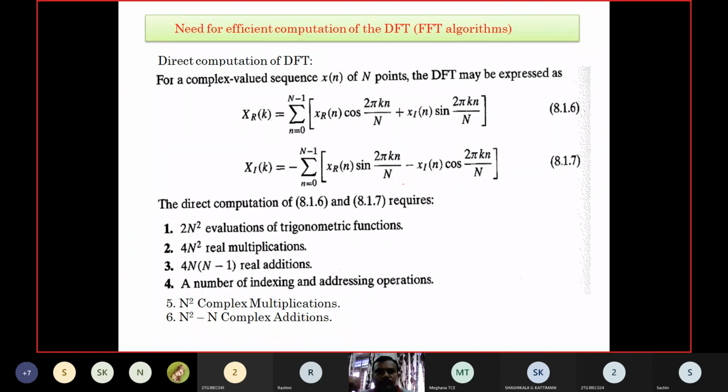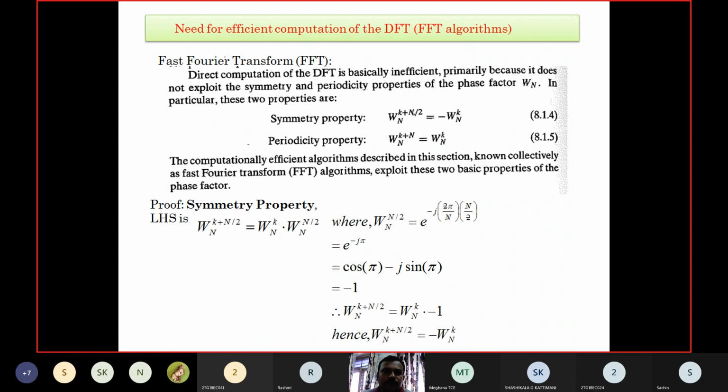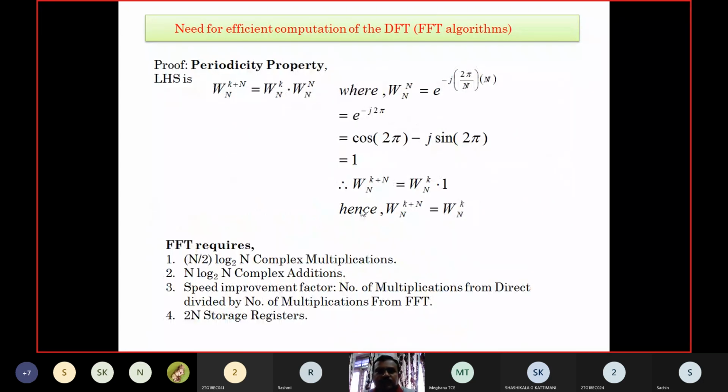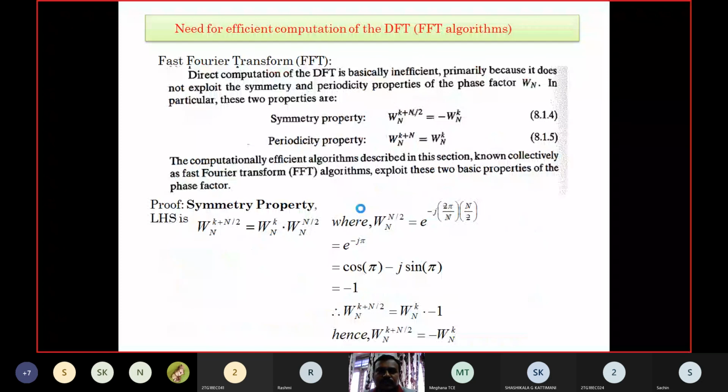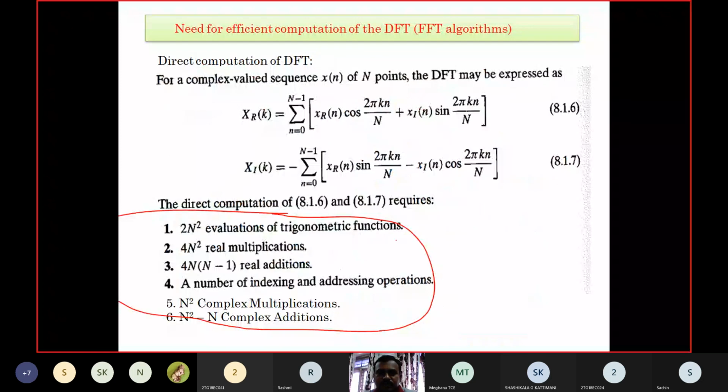If I go for direct computation, so these many calculations I need to do. So how many calculations do I have? If I go for the fast Fourier transform, I need to perform the minimum calculations required. So in the next class we deal with how to perform the fast calculation, that is the fast Fourier transform. So we'll meet in the next class.